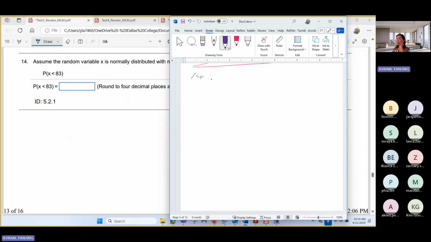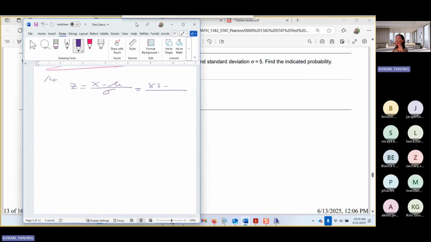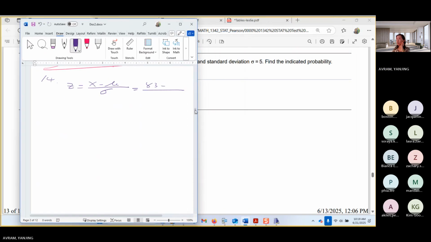Okay, so I will need to find the z-score first. It didn't mention the n, so if it didn't mention the n, we're going to treat n as 1, right? x is 83, mu is 86, divided by 5. Okay, so we can see this one is -3/5, so that's -0.6, right?